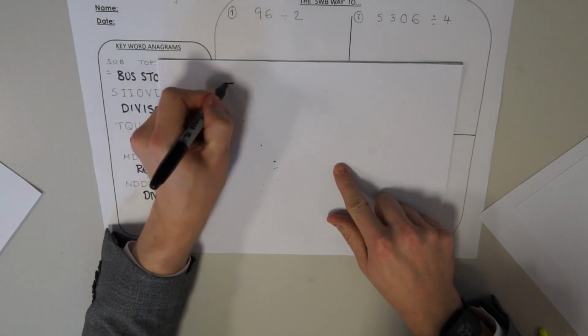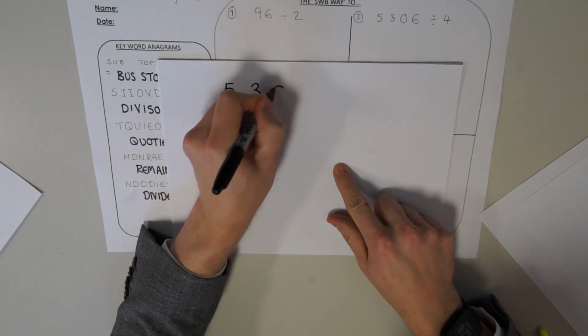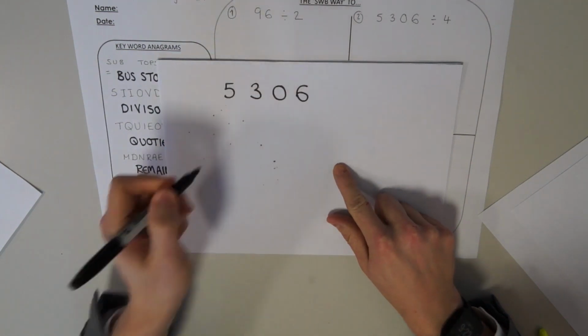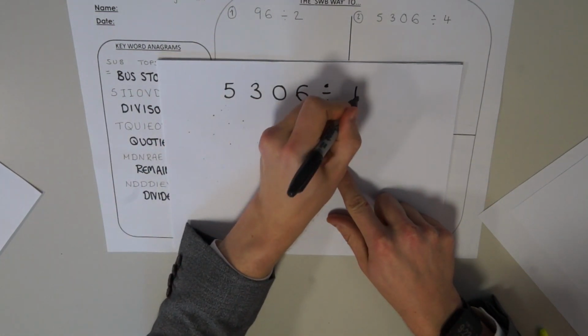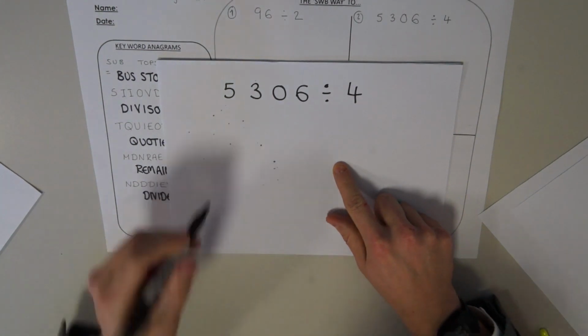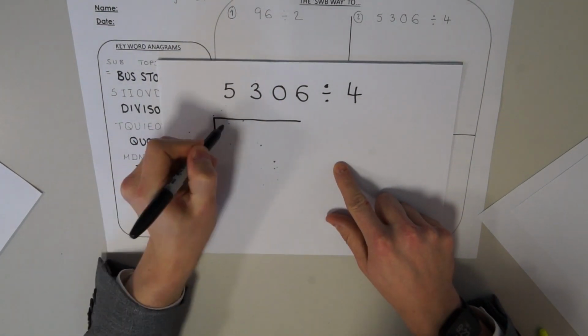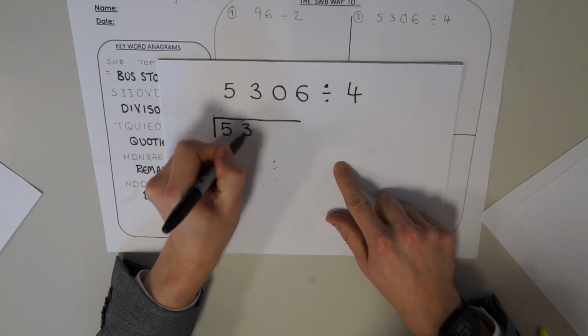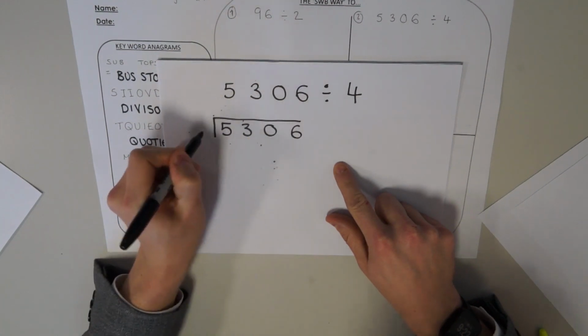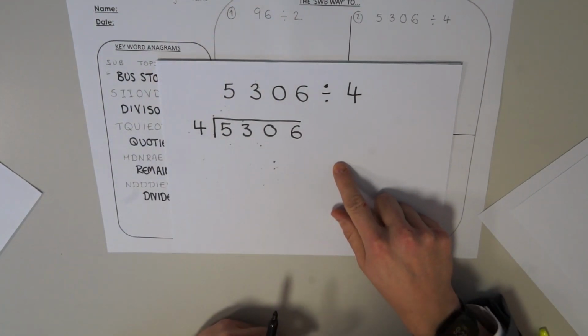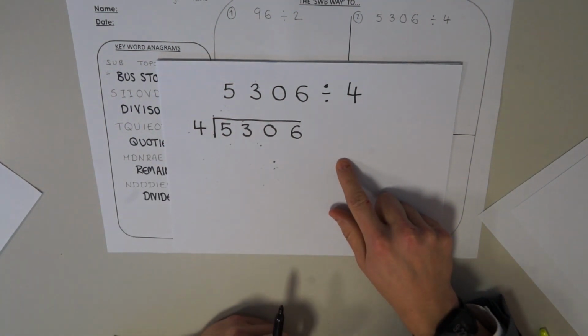Question 2. 5306 divided by 4. Step 1. I'm going to draw my bus stop. I'm going to make sure it is spaced out. The divisor goes on the outside of the bus stop. I am confident that I know my 4 times table. Therefore, I will not write it down. If I have to even think a little bit about my times table, I would write it down.